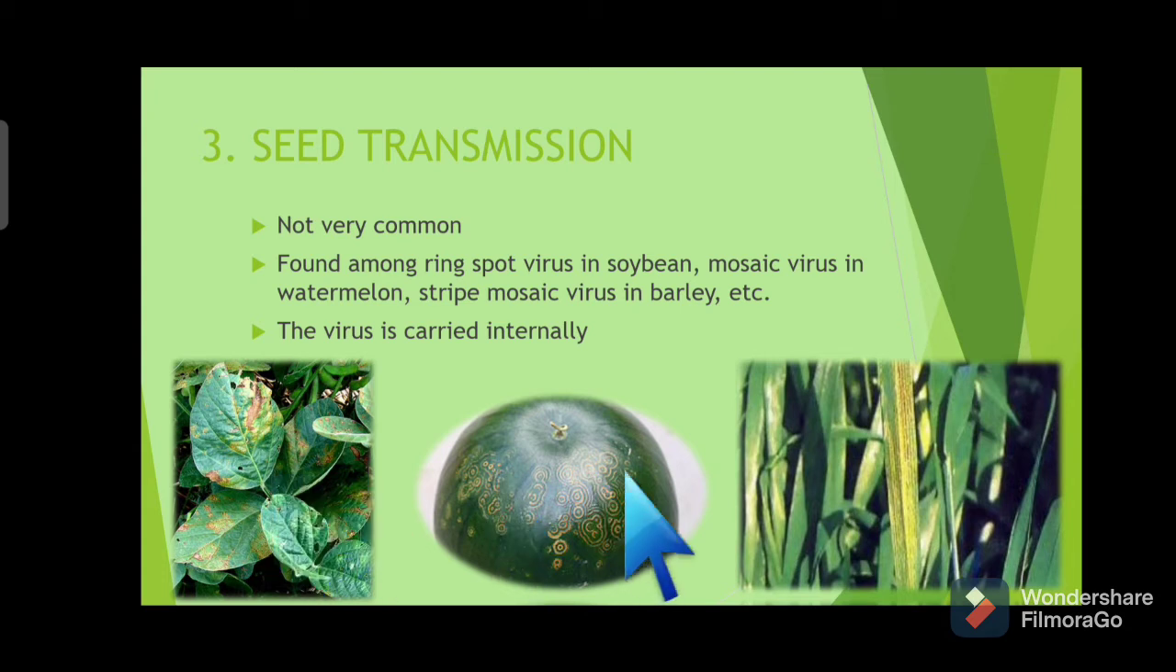Then the second picture is the mosaic virus in watermelon, and in the third figure you can see the striped mosaic virus in barley. These diseases are actually caused through infected seeds, seeds which carry the virus internally. So in most seed transmitted viruses, just remember that the virus is usually carried internally in those infected seeds.